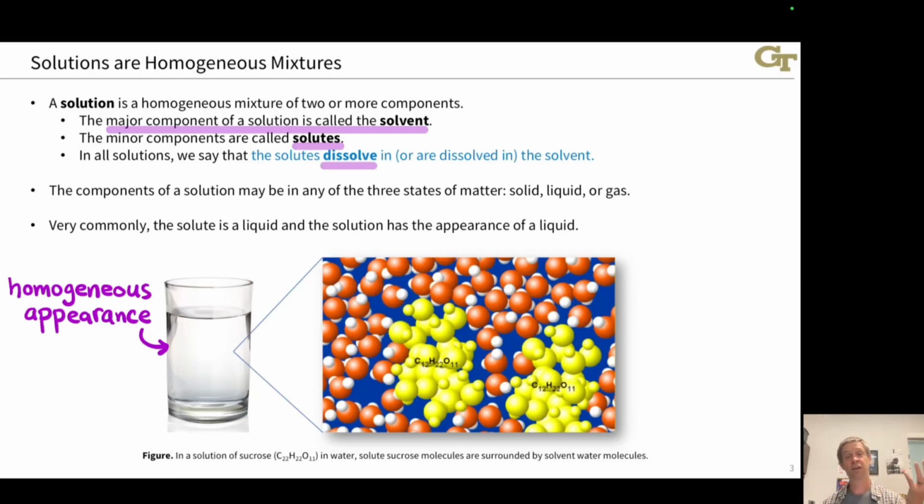So when we take solid sucrose, for example, throw it in water, and stir it around, as the solid sucrose disperses and disappears into the liquid, we say that the sucrose dissolves in the water. And there are many, many more water molecules in that solution than there are sucrose molecules. This is one reason the solution retains the appearance of a liquid. It looks mostly like water because it mostly is water, right? And this is very typical of liquid solutions, and in particular liquid solutions in which water is the solvent.